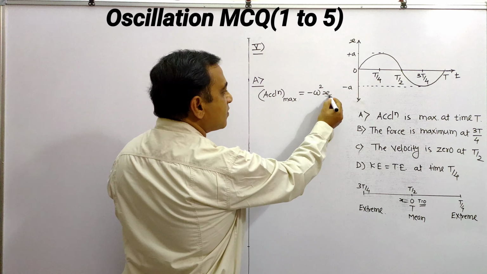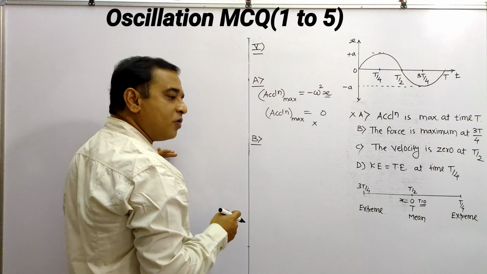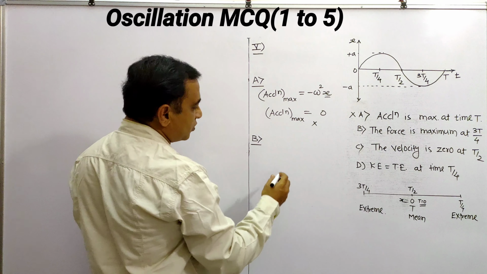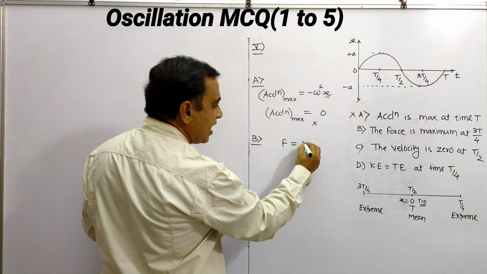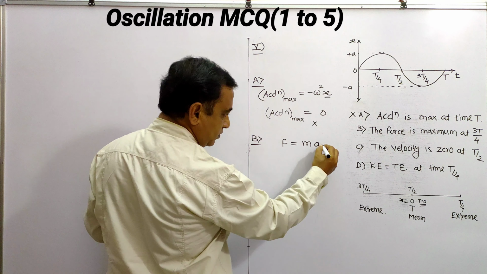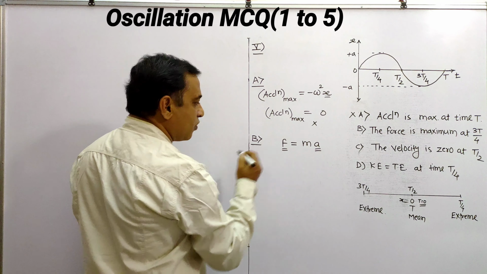So let us take the B option. Whether it is correct or wrong, that I will decide. The force is maximum at 3T by 4. Where exactly is 3T by 4 situated? It is at extremity. Whether it is situated at a positive extremity or negative extremity, we need to get the force. But before starting the force, we will have to know F is equal to m into acceleration. This mass into this acceleration will decide the force.